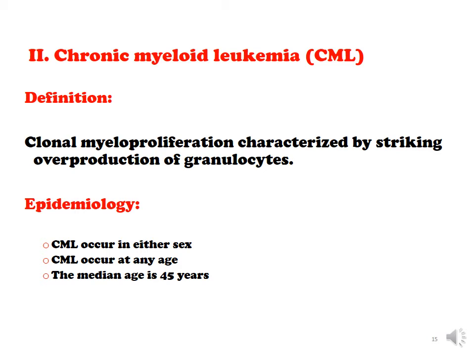Chronic myeloid leukemia can occur in both sexes. Okay, there is no predominance. It comes at any age, but the median age is 45 years. It's not common in pediatrics. Very rare to have in pediatrics.